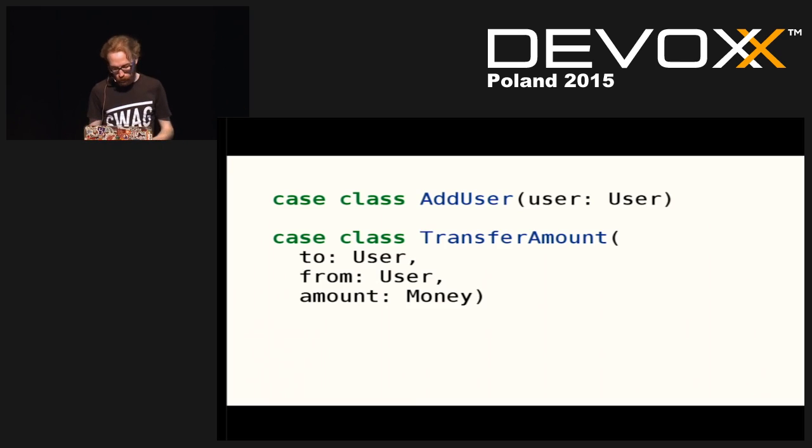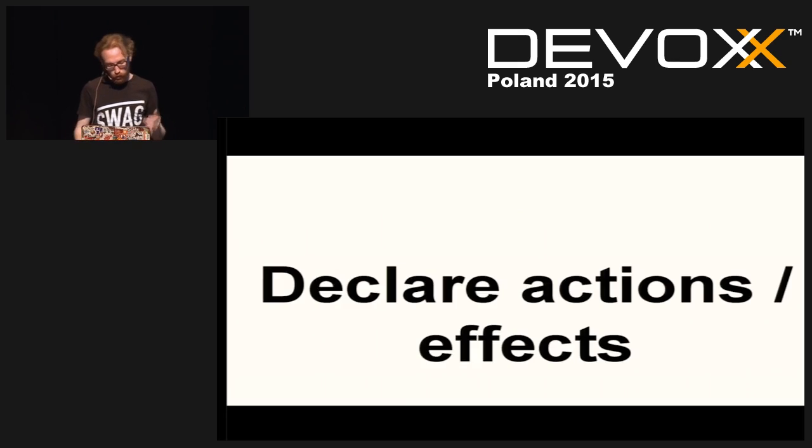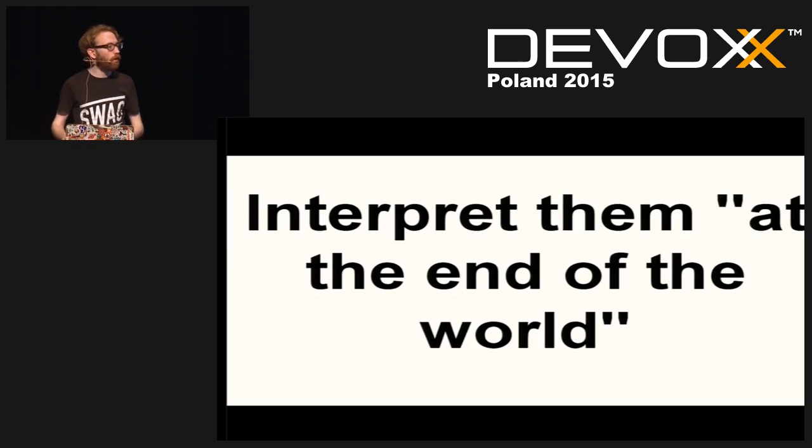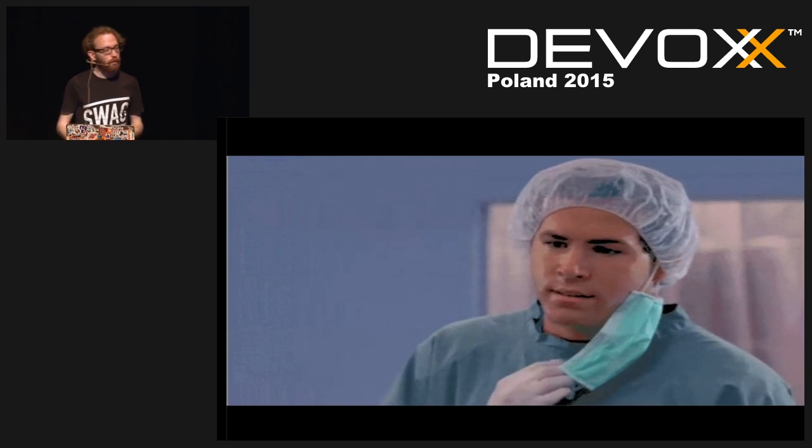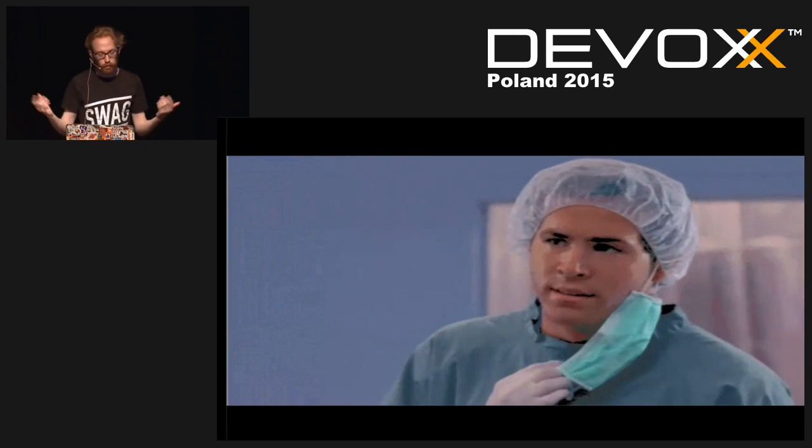You can do that for amount transfers. So you declare actions, your code with business logic creates values representing actions, and then you interpret them, as we say in the functional programming community, at the end of the world. Like, when there is nothing else to do, then you do the side effect and stuff. Of course, why bother with such complicated code?